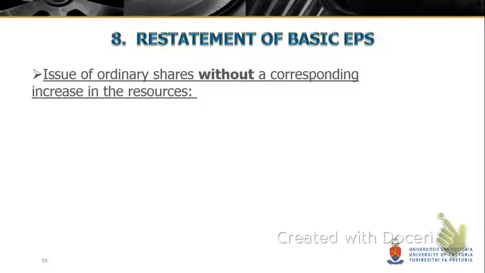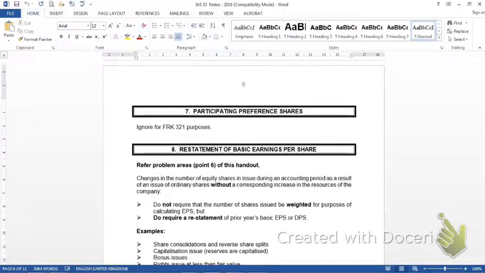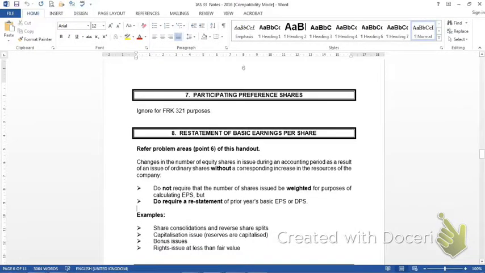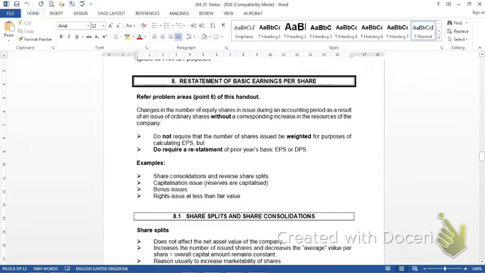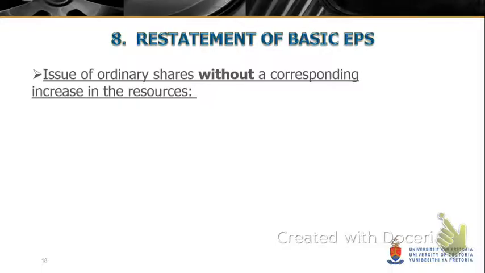Restatement of basic earnings per share. We are still on the topic of restatement and comparative amounts. At this point, I will want to refer you again to page number 6 of your notes, handouts, and number 8 specifically, restatement of basic earnings per share. Keep this handy while we go through the slides. So there you have it.